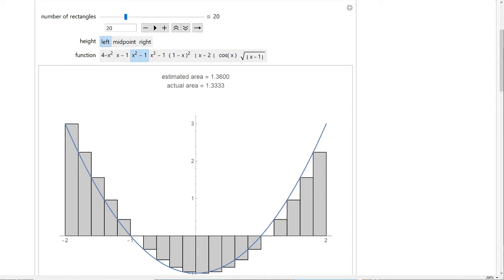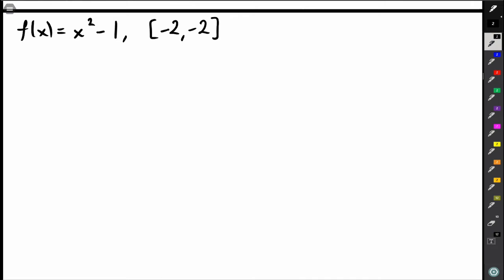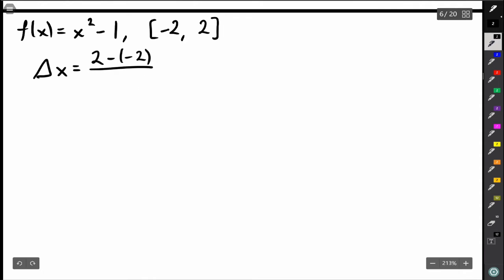So let's see how this works out computationally. We'll do a quick left endpoint sum for these. Right? So here, we had the function x squared minus 1 from -2 to 2. And let's see how this works out with the left endpoint sum. Right? So what we've got to do here is compute delta x, which is 2 minus -2. And here we want to cut this into 4 pieces. So this will be 4 over 4, or 1.